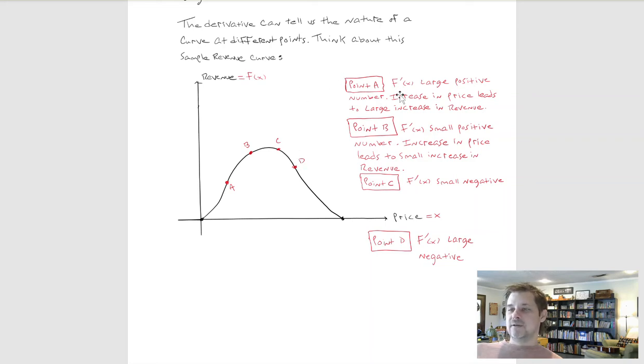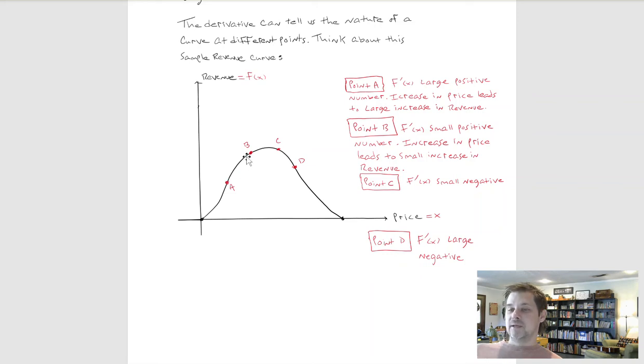Here at this point on the curve, point A, the derivative would be a large positive number because the curve is fairly steep there. And because the derivative would be change in revenue over change in price, it tells us that an increase in price from this point leads to a large increase in revenue. Because the derivative is a large positive number, revenue is pretty sensitive to price. It's going to go up quite a bit for a small increase in price.